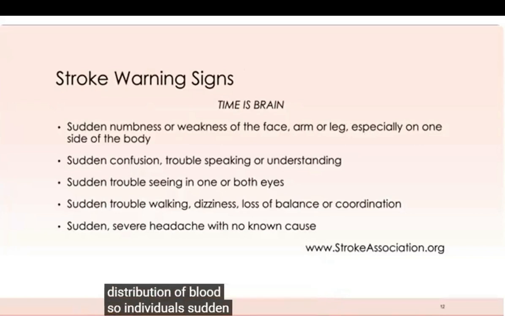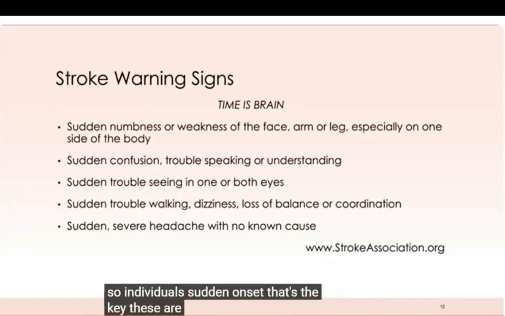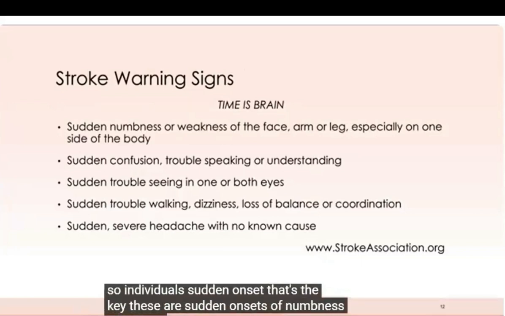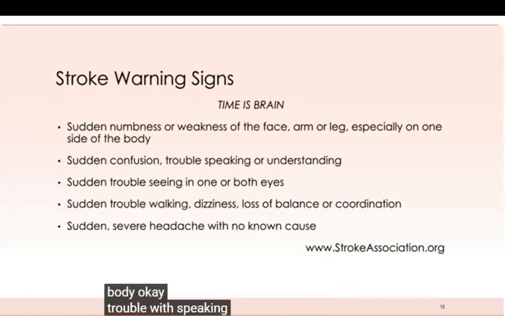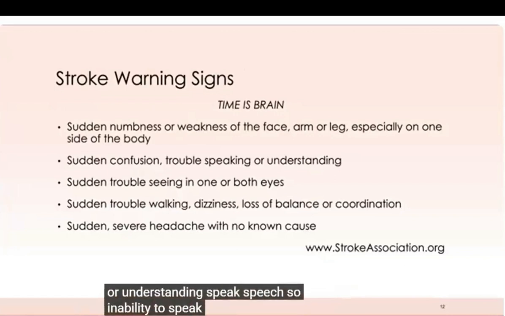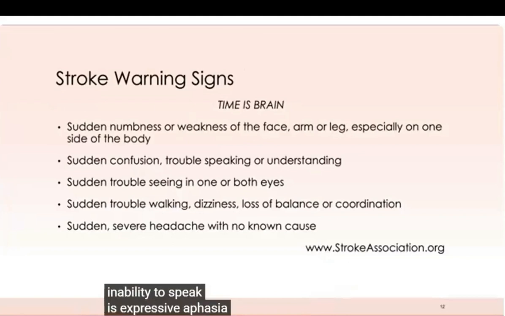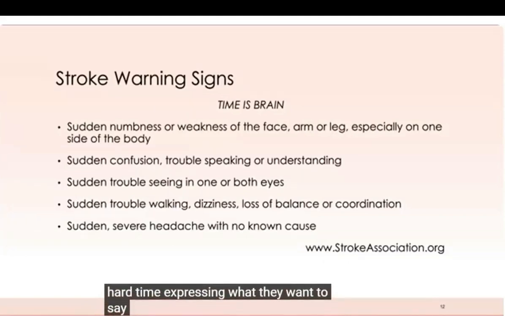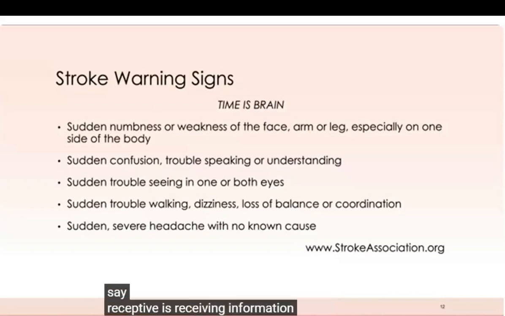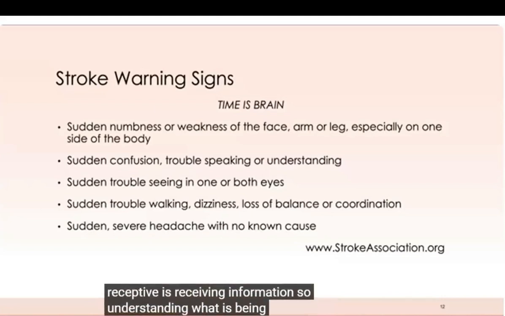So individuals, sudden onset, that's the key. These are sudden onsets of numbness, weakness, face, arm, leg, one side of the body, okay? Trouble with speaking or understanding speech. So inability to speak is expressive aphasia. The person has a hard time expressing what they want to say. Receptive is receiving information, so understanding what is being told to them. A patient can present with both or one or the other.